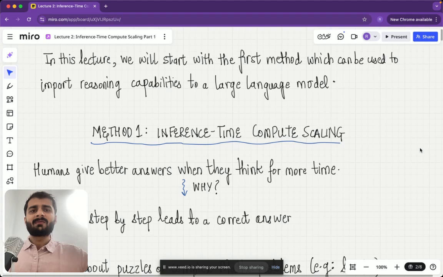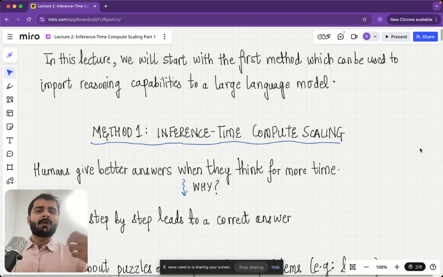Slowly from there on, we have come to a stage where we have large language models that can actually reason, that can give you the series of steps which they go through before they give you the final answer. OpenAI's o1 model was the first reasoning-based model. After that, there have been a number of reasoning-based LLMs which have come into the picture. For example, DeepSeek R1.